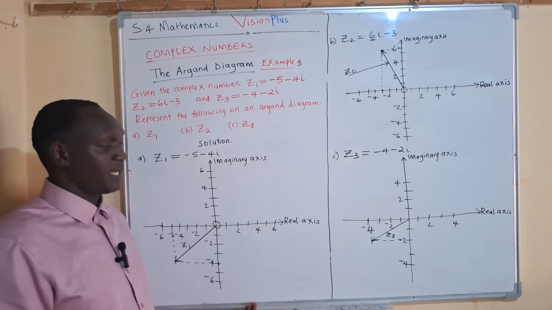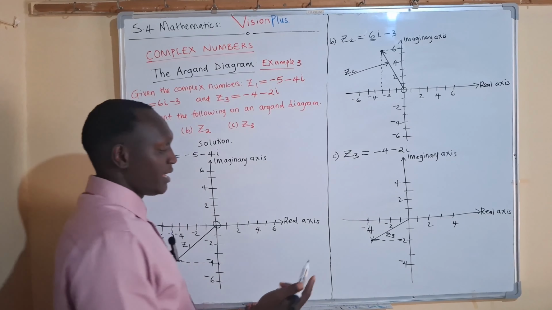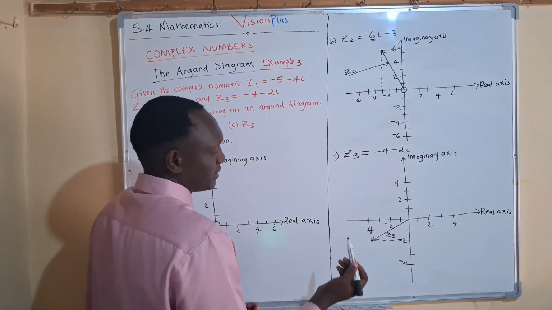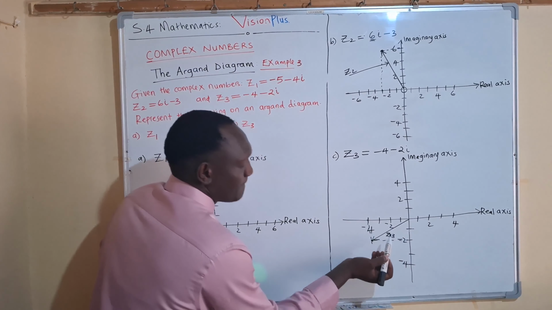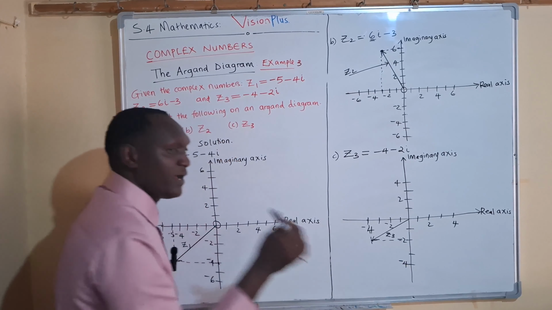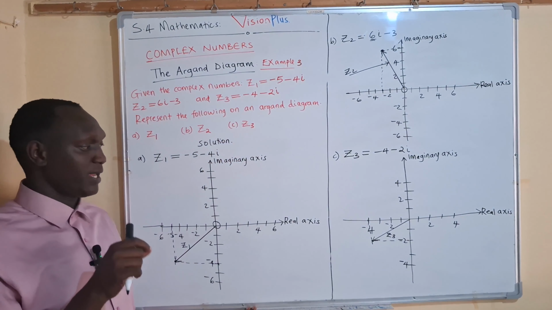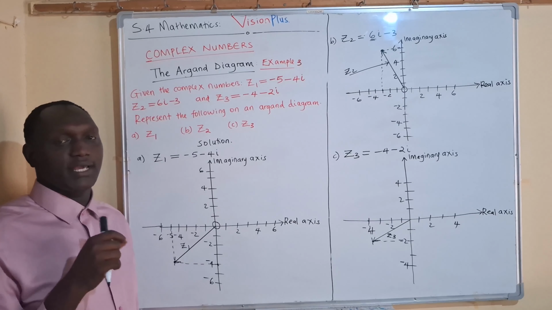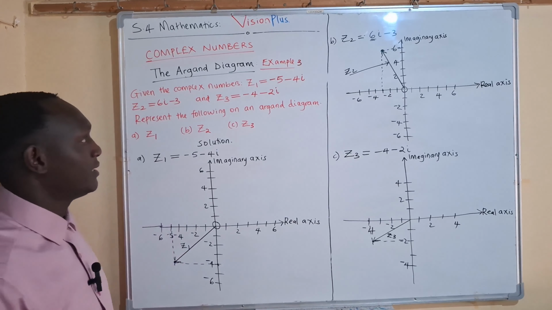On a graph paper, there are vertical lines and horizontal lines. And here, we use that same concept. So you don't join negative 4 to negative 2, but you find the coordinate. You find where the point is located in this format. So this is the solution to example 3.